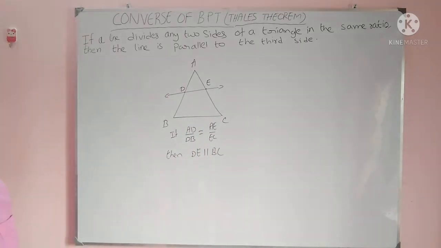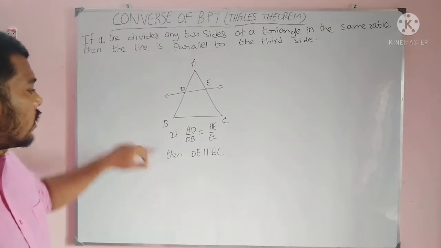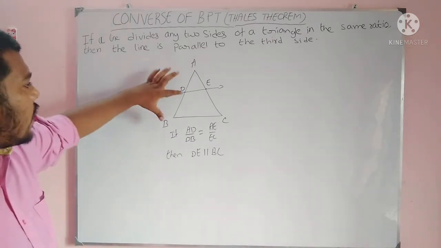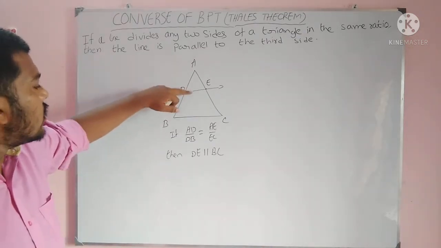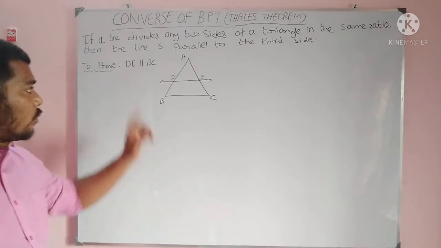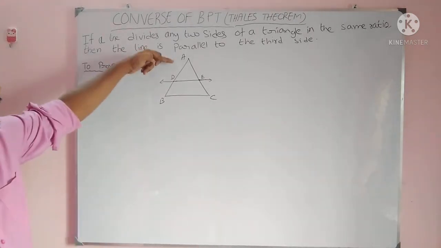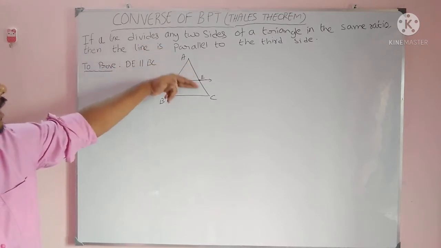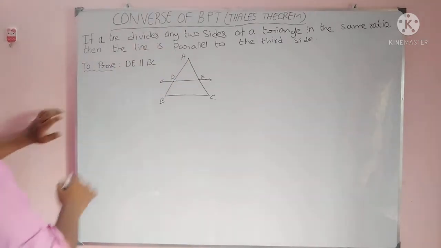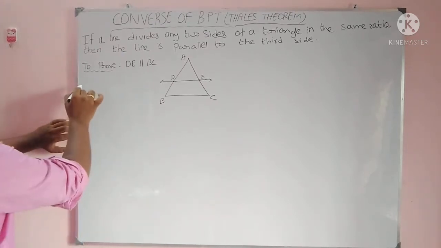What is the statement of the basic proportionality theorem? If a line is parallel, it will divide in the same ratio. In the converse, if the line divides in the same ratio, it is parallel. Now we will see the proof. We need to prove DE is parallel to BC when AD by DB is equal to AE by EC. So DE divides AB and AC in the same ratio.